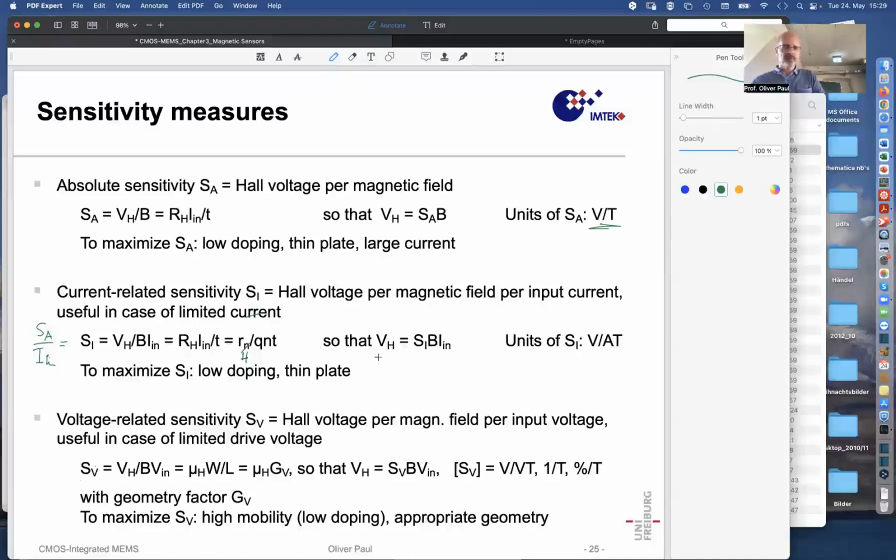But anyway, we have to remain on the safe ground of reason, and so this VH, this absolute sensitivity, may not be the best number. But if SI is given, that is fine. You can multiply it by the B and by IN to know what your output voltage will be. So it's a useful number. You just have to know at which current you drive the device. And the units are V over A T, volt over ampere and Tesla.